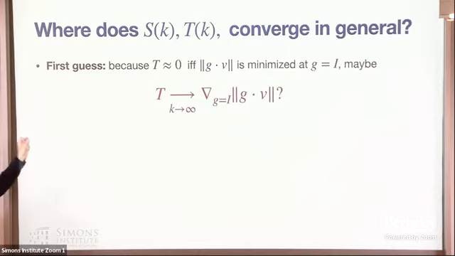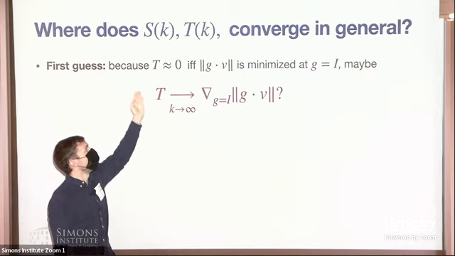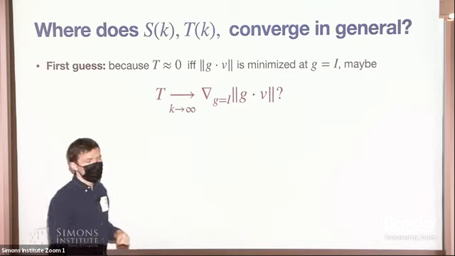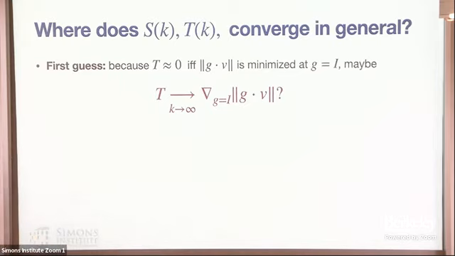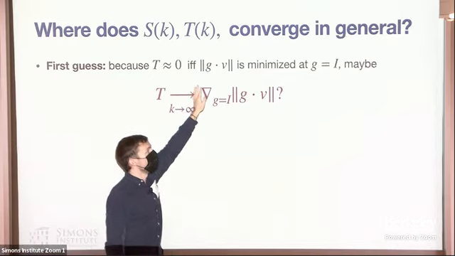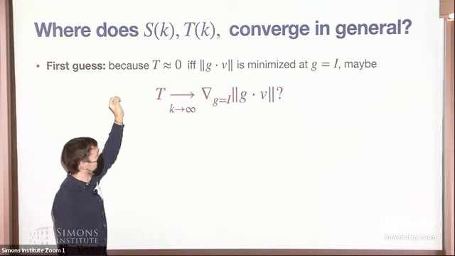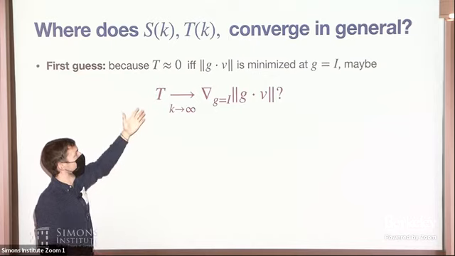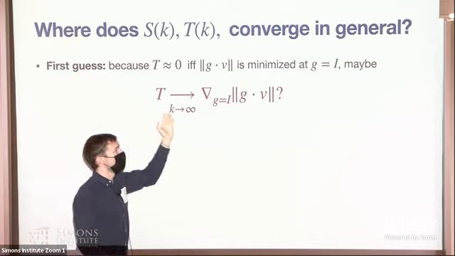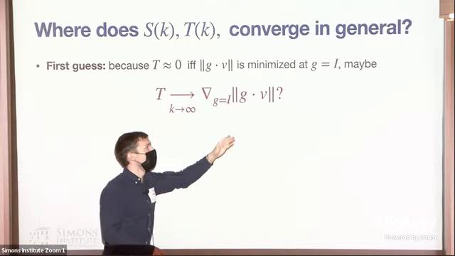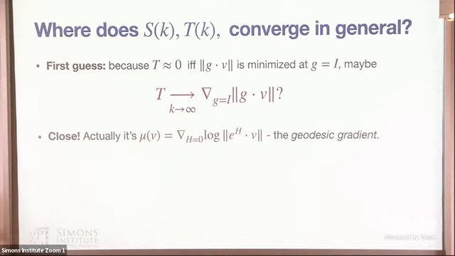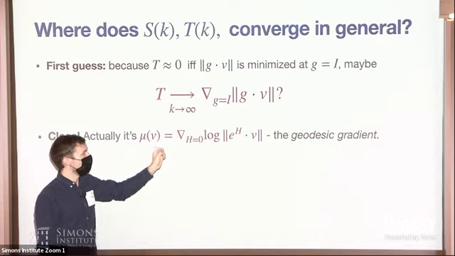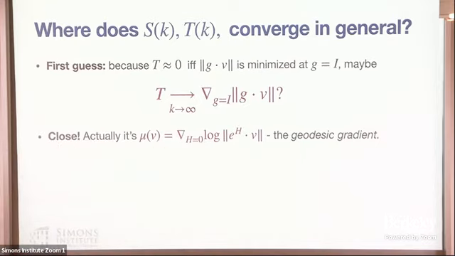What you might guess is that, well, we saw already that T is concentrated around 0 if and only if the norm is already minimized at the identity. That was what I was saying at the very beginning. Because we already know that if G dot V is minimized at the identity, then the rate of decay of the chance of getting 0 is 0. So it's basically very likely to be 0. So maybe you could hope that the gradient is where it's converging to, because if the gradient is 0, then it's morally converging to 0. It's not actually quite that simple, but it's really close. You just have to take some logs and put some exponentials in. It's actually the geodesic gradient in this certain geometry.